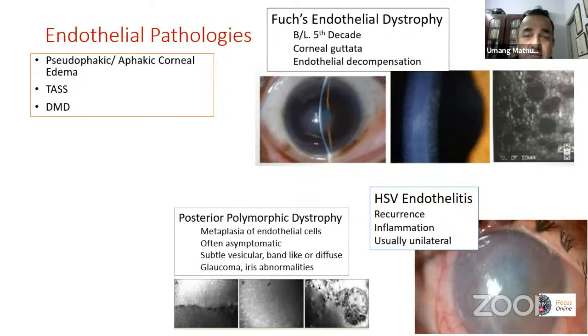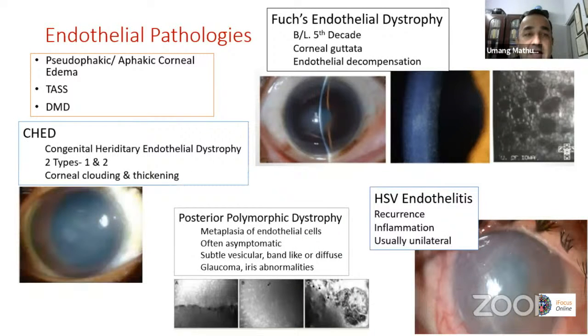Posterior polymorphous dystrophy is one of the dystrophies where there's metaplasia of endothelial cells. Often the patient may be asymptomatic and glaucoma may be associated with it. And in children, you may have CHED, which is congenital hereditary endothelial dystrophy, which could be of type 1 or 2. Basically a very thick cornea, and depending on the condition, it could be very dense to not that dense.